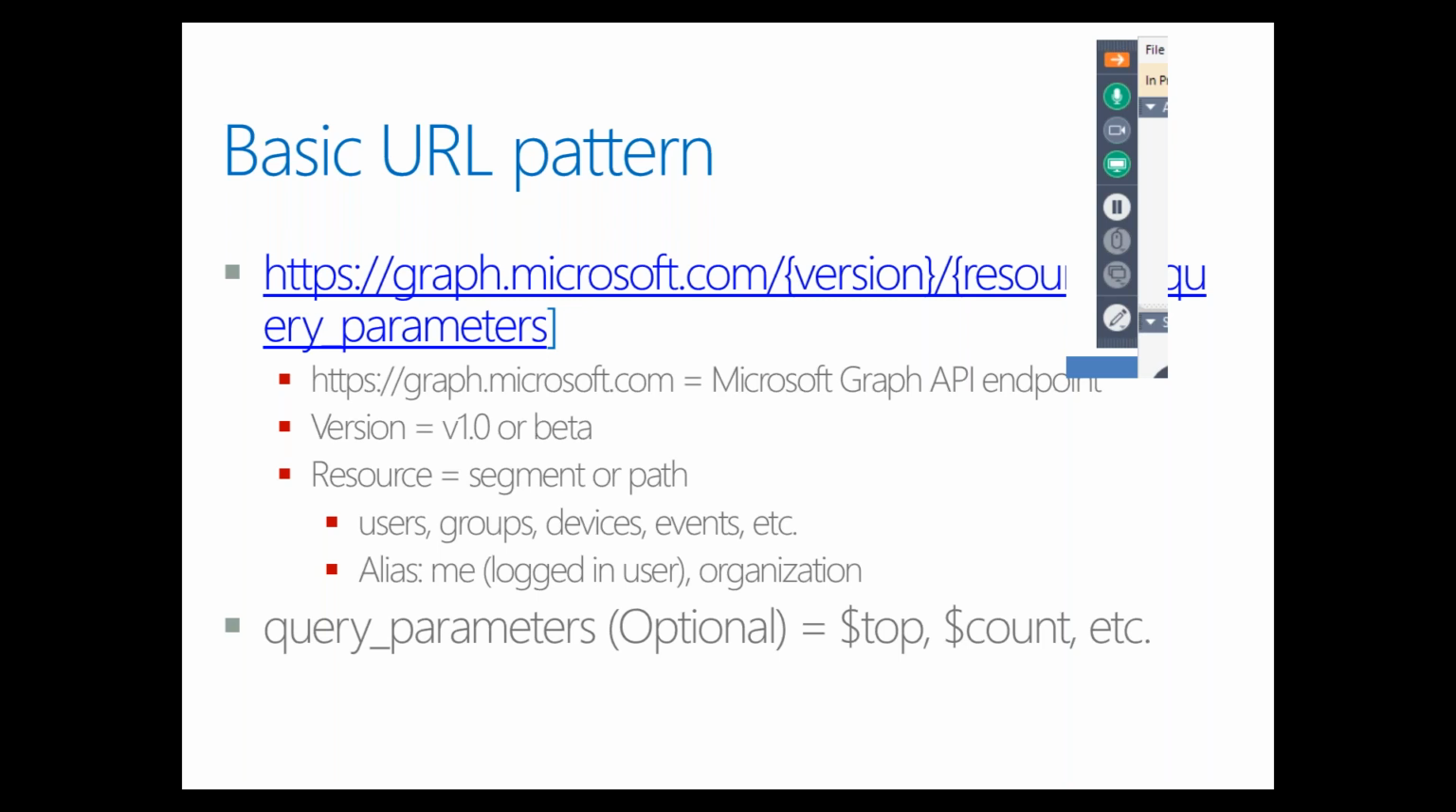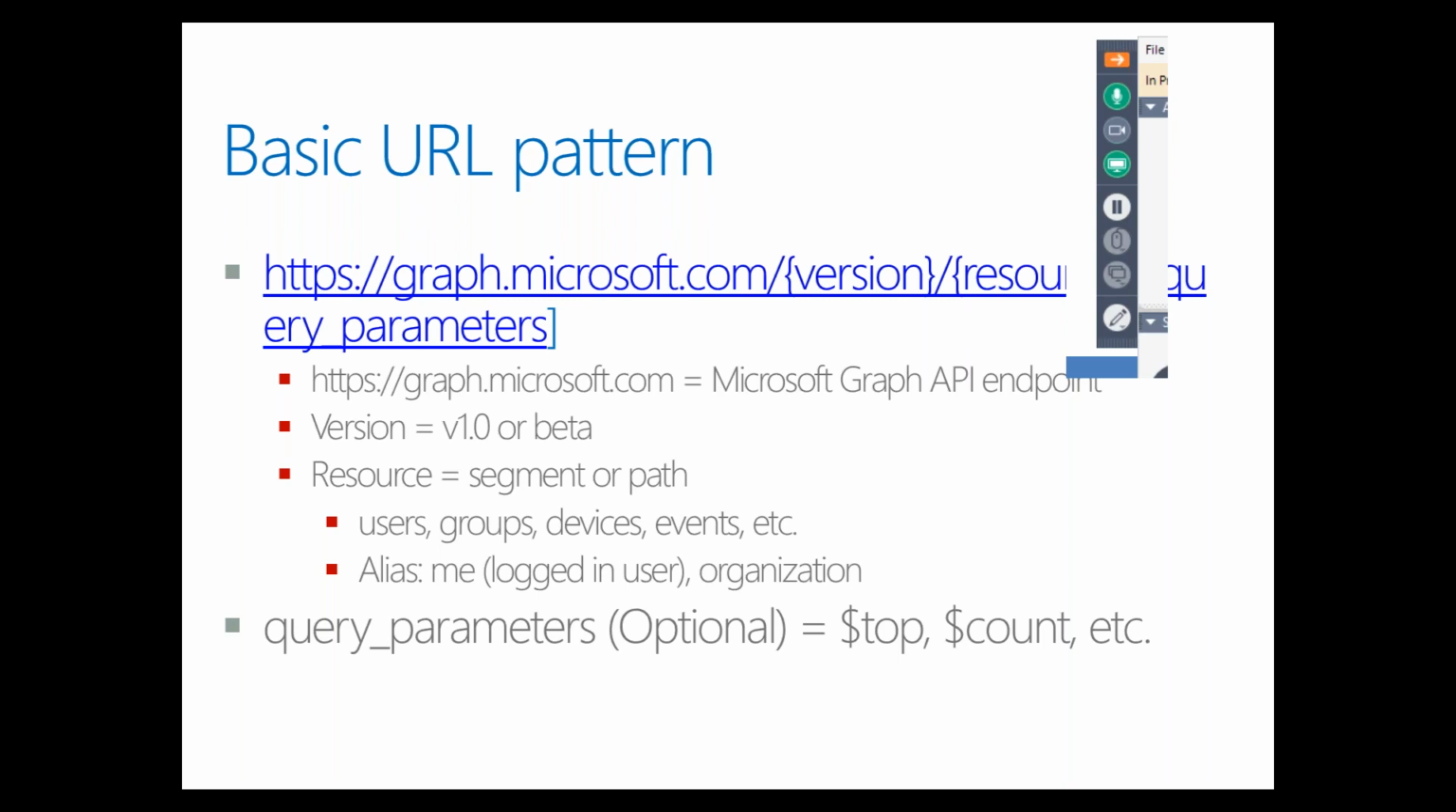graph.microsoft.com/version. There are two versions, version 1.0 and beta. Version 1.0 is generally available, and beta is in preview mode. So in the production environment, don't base your API calls on the beta. Then there is the resource, the identifier of which type of resource you want, and there are some optional query parameters. graph.microsoft.com is your main Graph API endpoint, and the resources can be anything supported by Graph API, like users, groups, events, and so on.